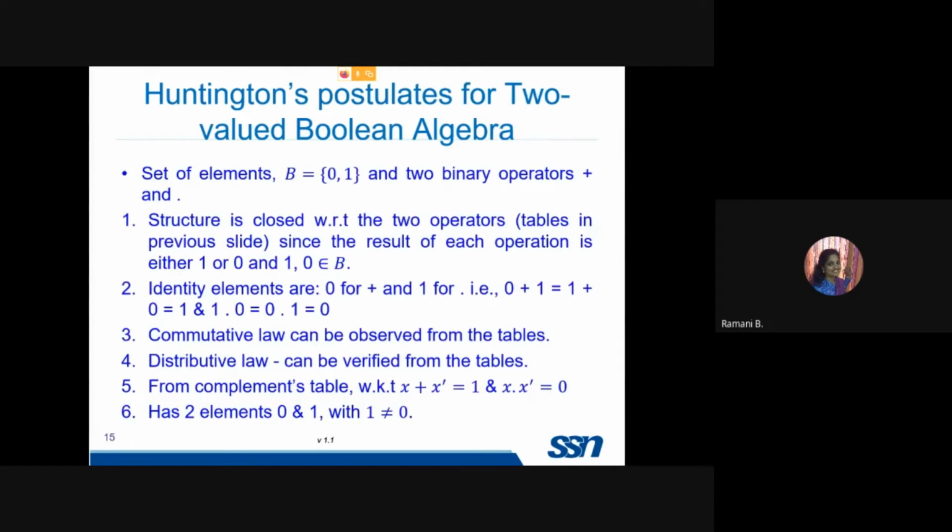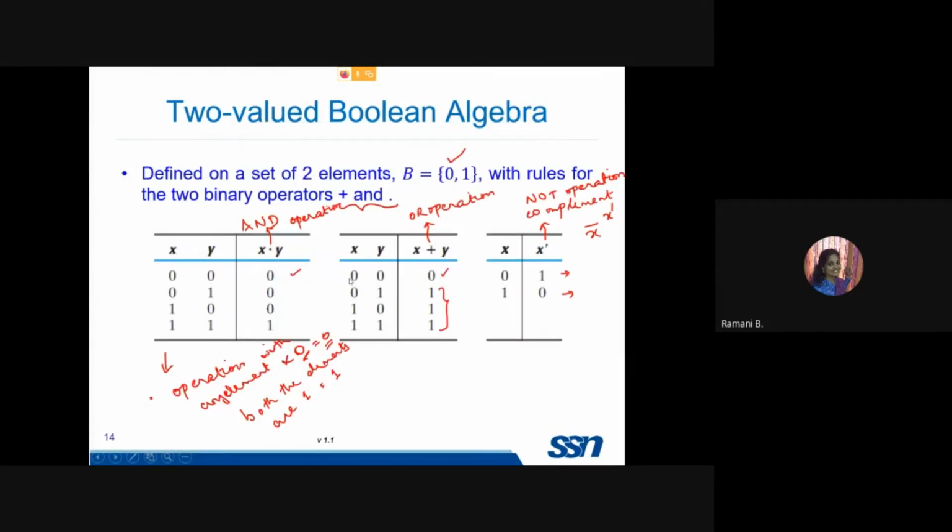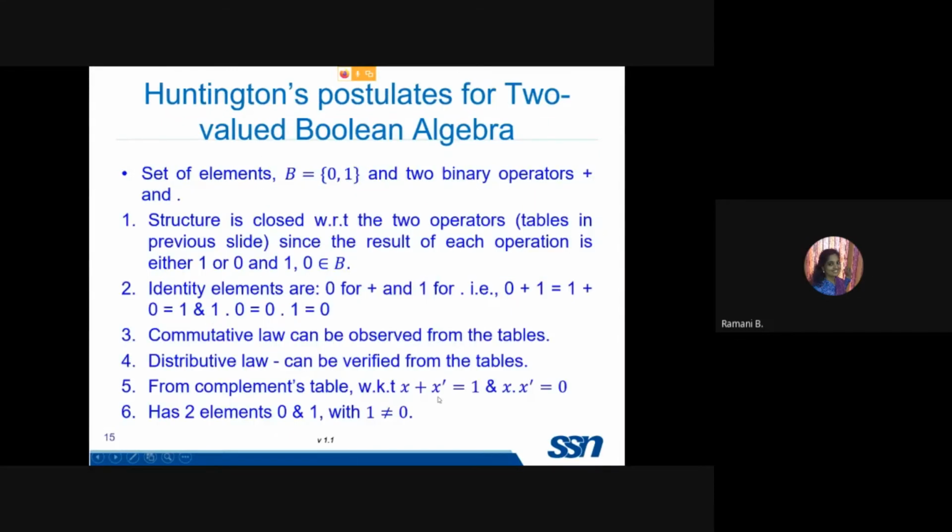Specifically, now we are to see the Huntington's postulates that are applicable for the two-valued algebra. As I mentioned, with this set of elements B equal to {0, 1} and the binary operators plus and dot, the structure is closed with respect to the two operators, since the result of each operation is either 1 or 0, and 1, 0 belongs to the set B. Whatever operation you perform, the dot, plus, complement, the resultant also belongs to the set of elements 0, 1. So it satisfies the closure property.